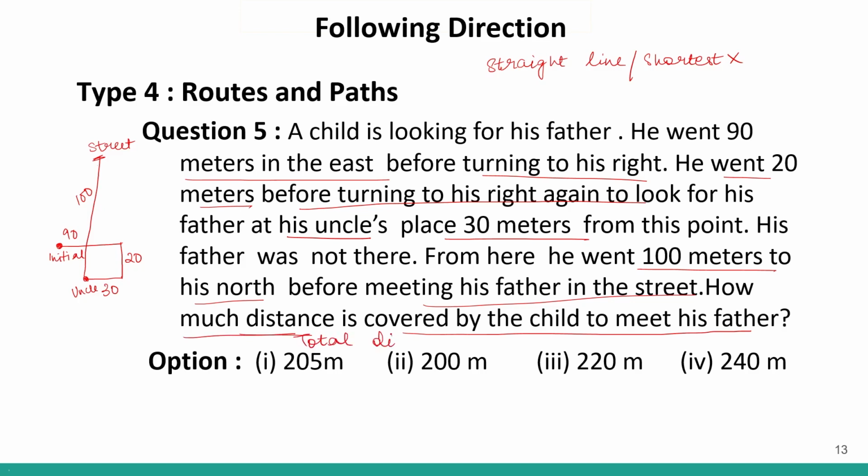Until and unless it is mentioned that we have to find the shortest distance or the straight line distance, it means total distance. So in this case, the total distance will be 100 plus 90 plus 20 plus 30, which will be equal to 240 meters. So our answer will be option number 4, 240 meters.